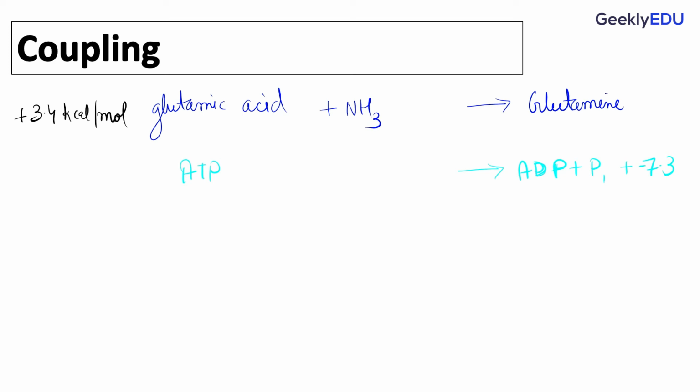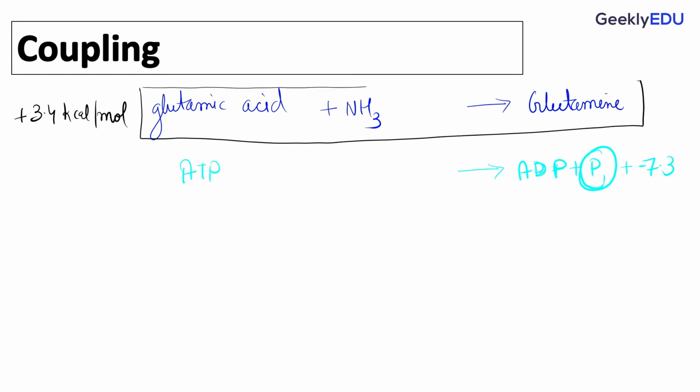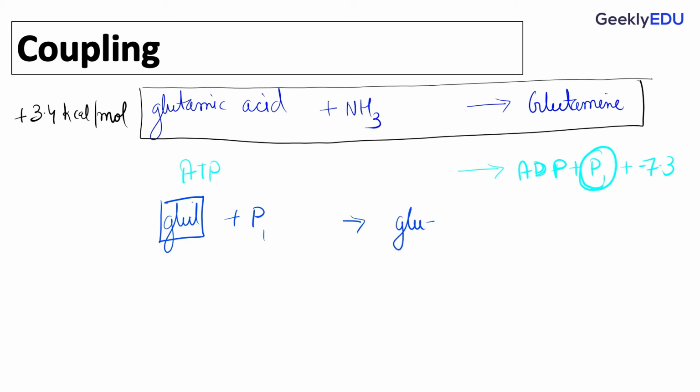This phosphate now binds with this glutamic acid. So remember, what was our goal? Our goal was to produce this reaction. Okay, that was your goal. Now I'm going to use this phosphate to phosphorylate my glutamic acid. So this glutamic acid is going to be phosphorylated, so I'm just going to write phosphorylated glutamate or glutamic acid. This is a phosphorylated intermediate.